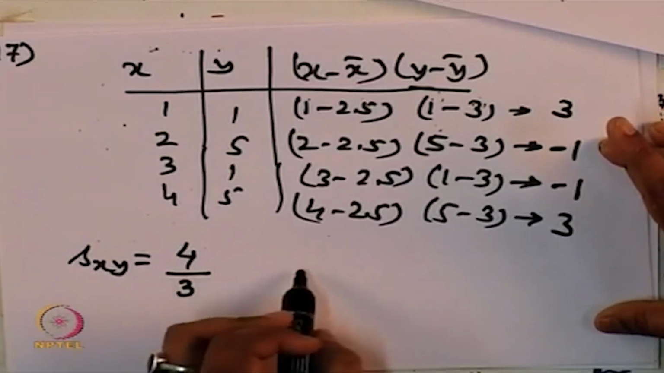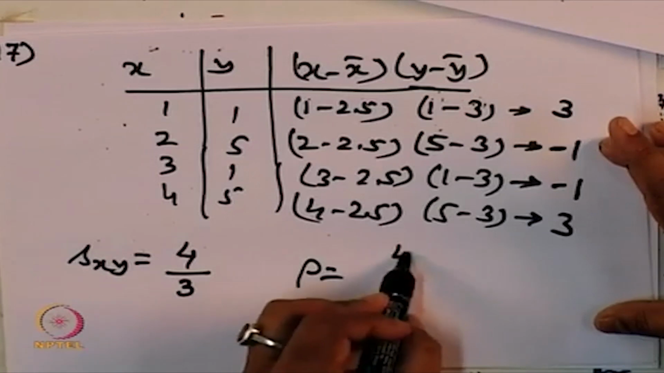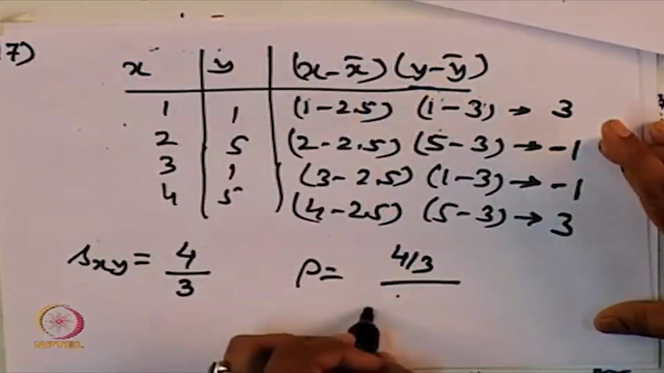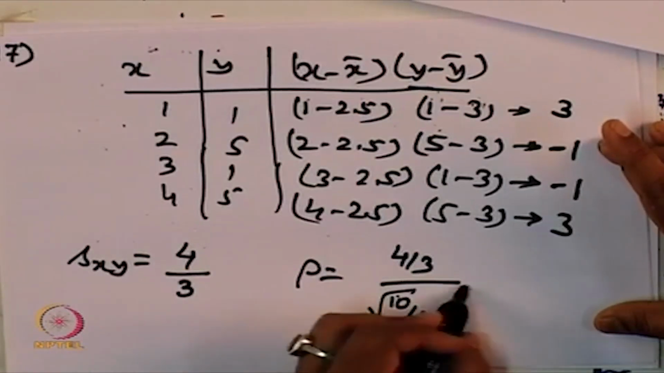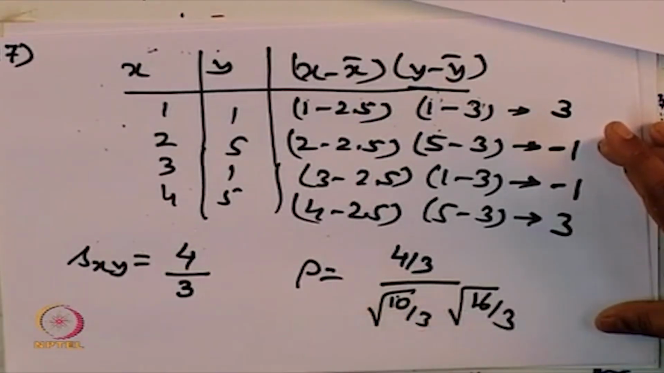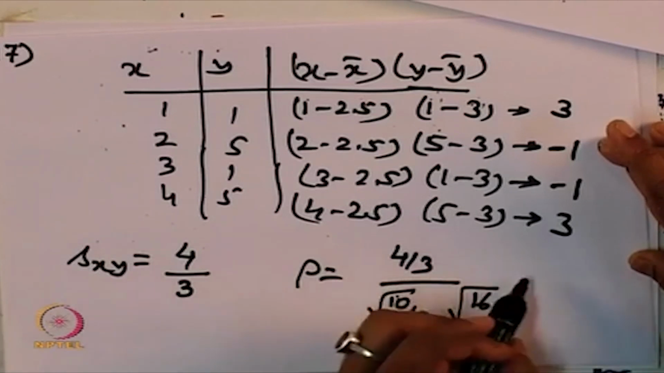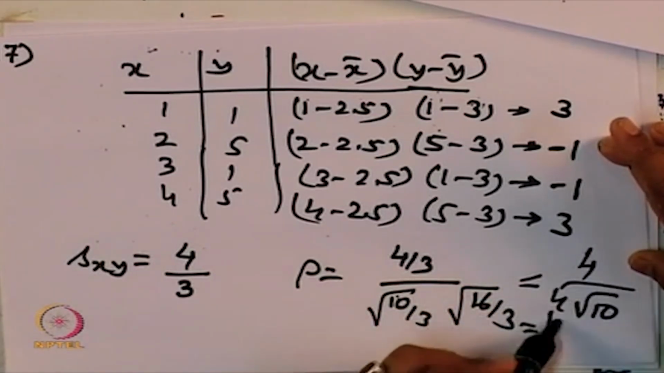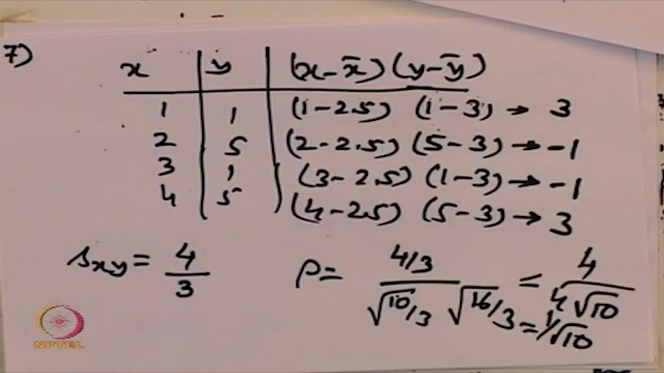Okay. So my rho is nothing but 4 by 3, divided by root of 10 by 3 into root of 16 by 3. So I see, my 3 will go, it is 4 by 4 into root 10, which is equal to 1 by root 10. Okay. So I will get a value which is roughly 1/3. So you see that this is still positively correlated as per this calculation, it is much lesser than 1, but it is still positive.